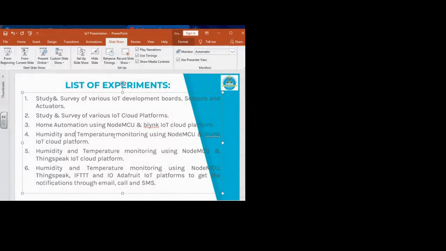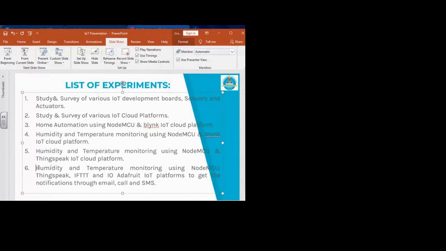Second one: humidity and temperature monitoring using NodeMCU and the Blynk IoT cloud platform. Now see, in the agricultural field, I want to measure the humidity and temperature of the soil or environment. With the help of the NodeMCU hardware platform and the Blynk cloud platform, how am I going to develop this application? On my mobile phone, I can use the Android application to see real-time humidity and temperature parameters. That would be your second experiment. Third one is humidity and temperature, again the same application, but in this case, instead of the Blynk cloud platform, I am using another cloud platform, the ThingSpeak cloud platform. So I need to implement the single application on two different IoT cloud platforms: first on Blynk and second on ThingSpeak.